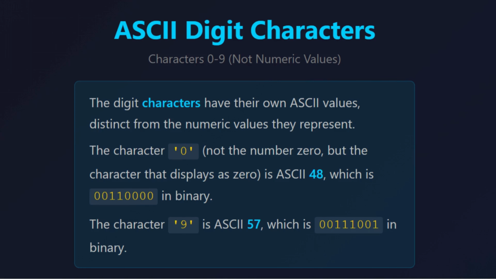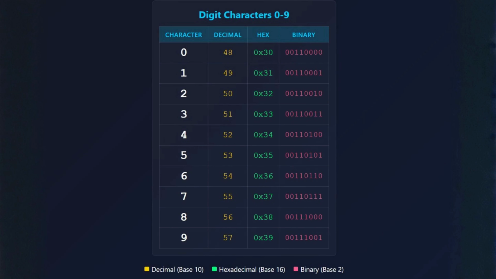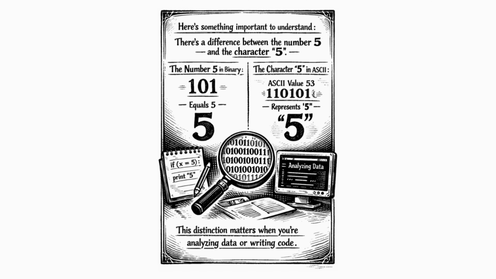The digit characters also have ASCII values. The character 0, not the number 0, but the character that displays as 0 is ASCII 48, which is 0110000 in binary. The character 9 is ASCII 57. So why am I saying not the number but the character? Well, there's a difference between the number 5 and the character 5. The number 5 in binary is simply 101, but the character 5 that you see on screen is ASCII value 53, which is 110101 in binary. This distinction matters when you're analyzing data or writing code.